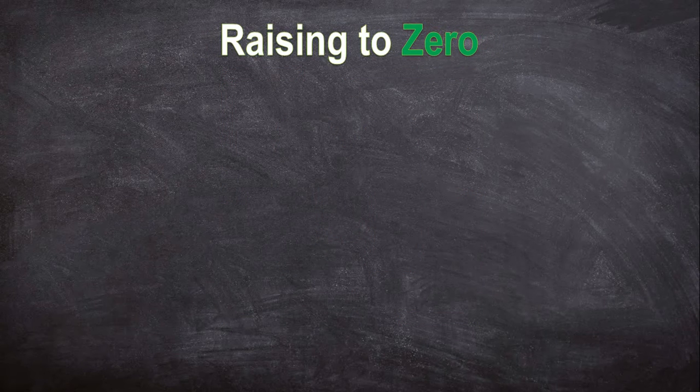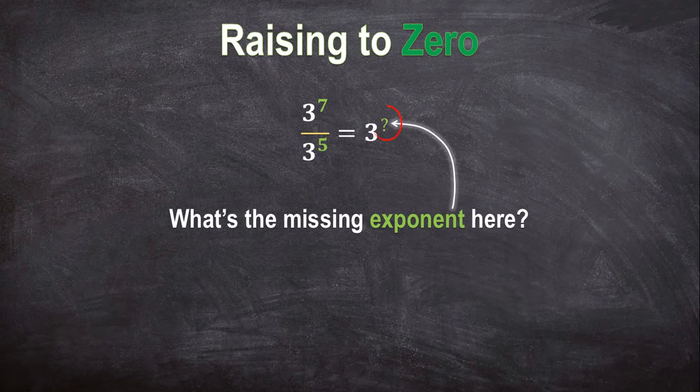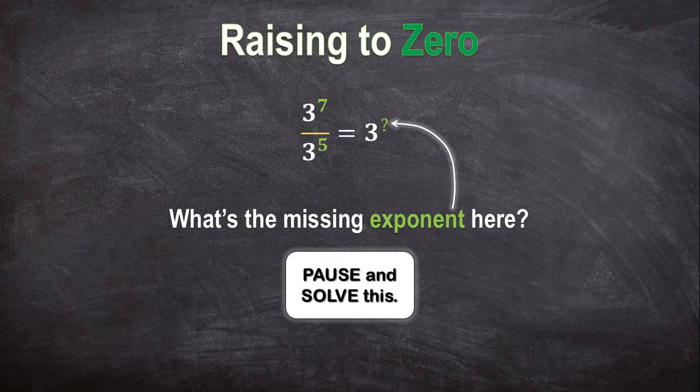Let's see what happens when you raise a number to the 0th power. Let's start with 3 to the 7th and divide that by 3 to the 5th. So this quotient is equal to 3 raised to another power. What is that power? If you are not sure, click up here to review my other video on dividing powers.